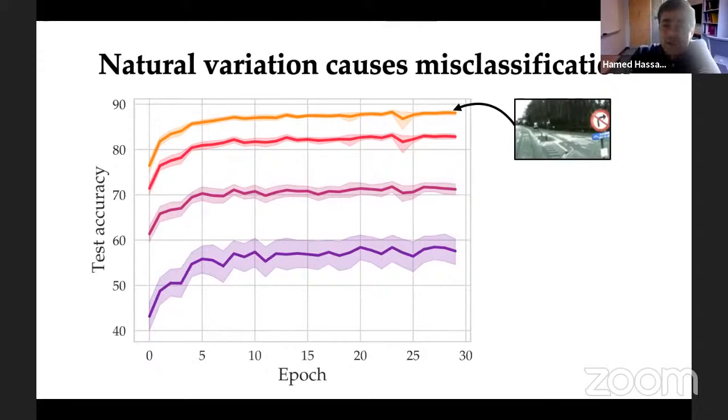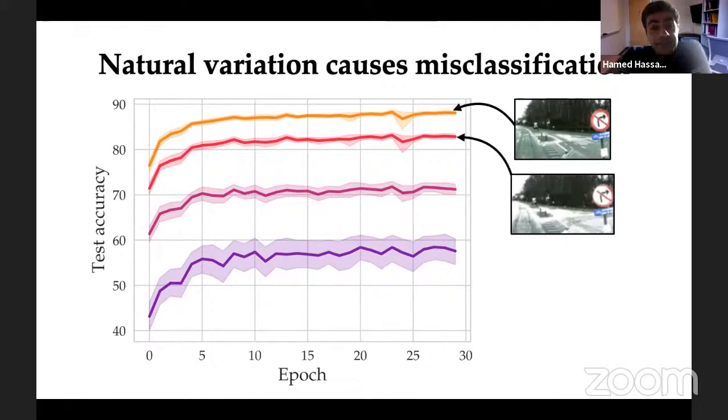And let's try to test the neural net that's trained using this data set on different environments with different levels of natural variation. If you use the same neural net on data that come from the same domain, meaning street signs that are captured on sunny days, of course, you would expect to get a very good performance. And as you see here, the orange curve at the top shows the performance on images captured on sunny days. Okay, so performance is good. That's just the success of deep learning.